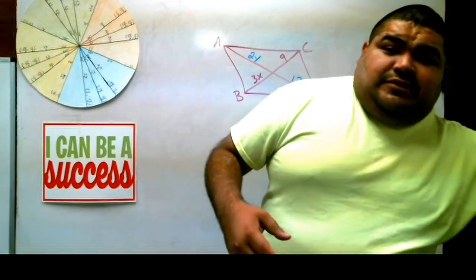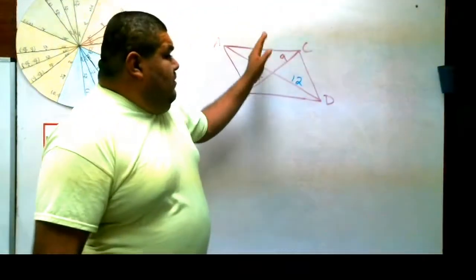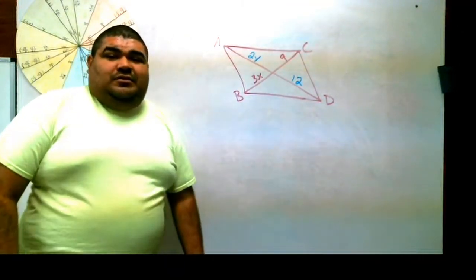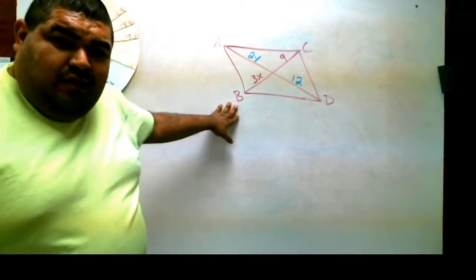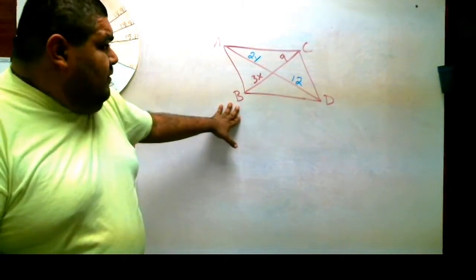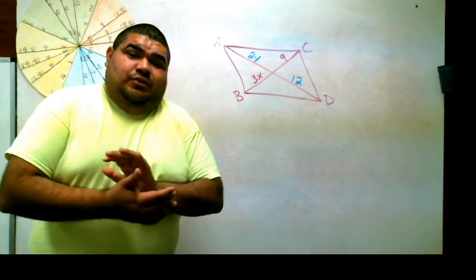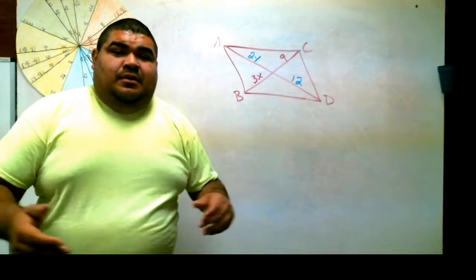Remember, all sides on a parallelogram that are opposite from each other are the same. The same for the angles. Therefore, when it's bisected, it is also equal to each other. So it's also the same.